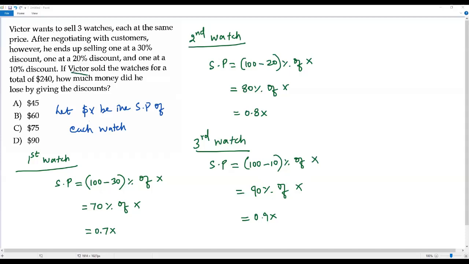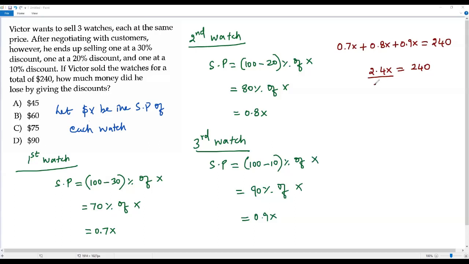The information says Victor sold the watches for a total of $240. So if I add the selling prices of all the 3 watches, they will add up to $240. So let's do that. The selling price of the first watch is 0.7X. The selling price of the second one is 0.8X. The selling price of the third one is 0.9X. So when I add the selling prices of all 3 watches, I get the total money for which he sold all the 3 watches, that is $240. When I add 0.7X, 0.8X, 0.9X, it will be 2.4X equals 240.